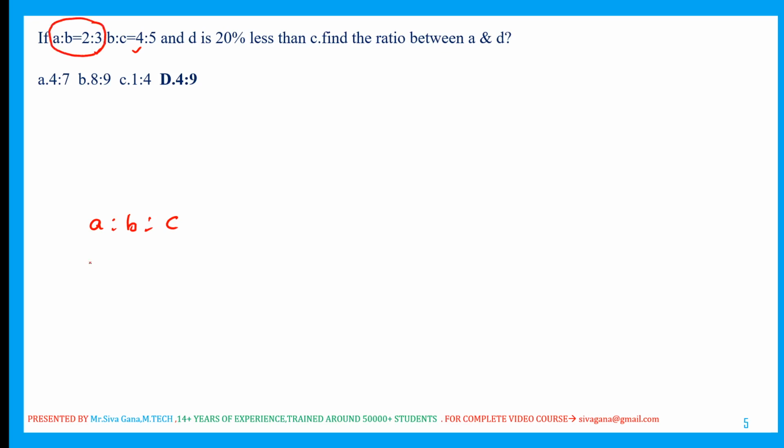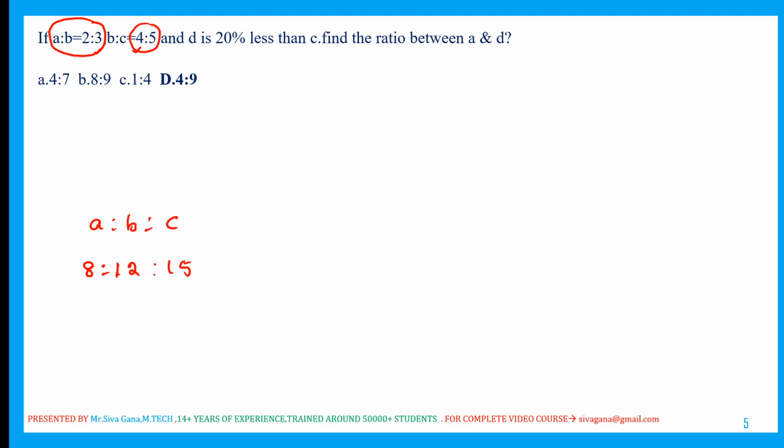If I multiply with 4, 4 2s are 8, 4 3s are 12. The second ratio I am multiplying with 3. If I multiply with 3, 4 3s are 12. B is 12. Sorry, 3 5s are 15. This is A is to B is to C.